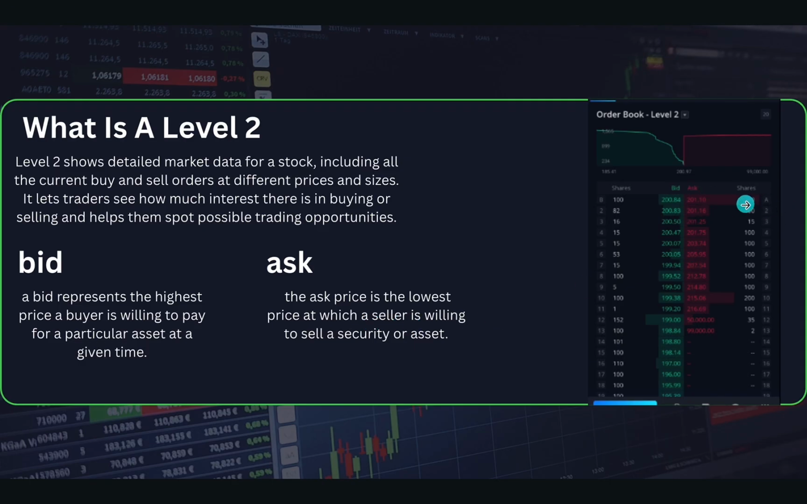So someone is willing to sell 300 shares at $201.10. Someone is willing to buy 100 shares at $200.84. But because someone is willing to sell more shares at this level, that's the level it's mainly going to reach. So yeah, that is level 2.